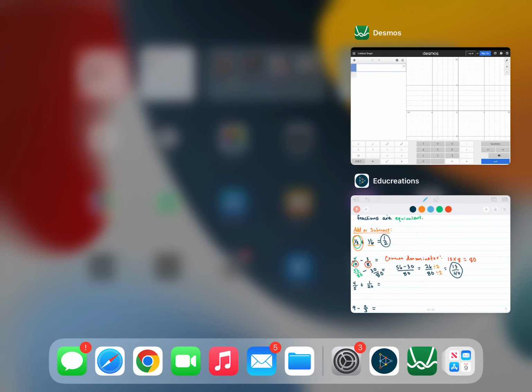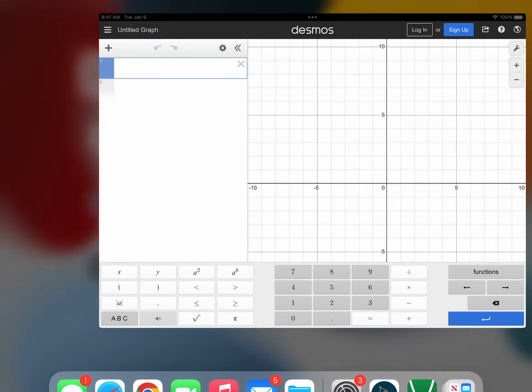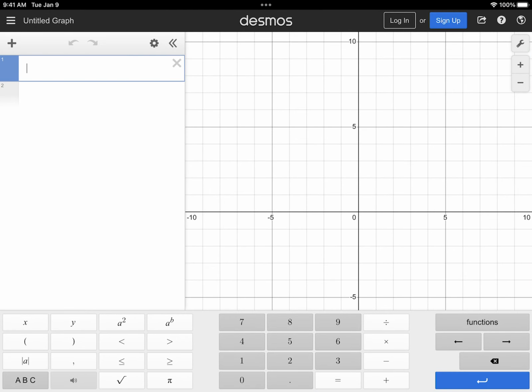Our original problem was 7/10 minus 3/8. So we just put it in Desmos. We put the 7, and then we're going to do the division sign. Okay, that's going to give us the fraction bar. So this division sign over by the 9 is going to give us the fraction bar.